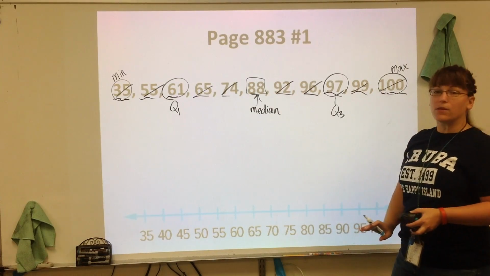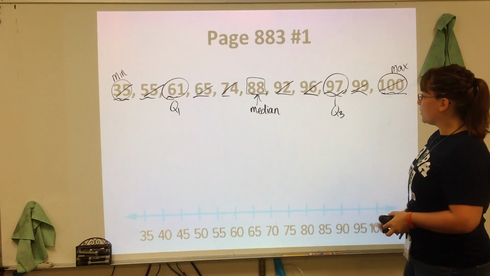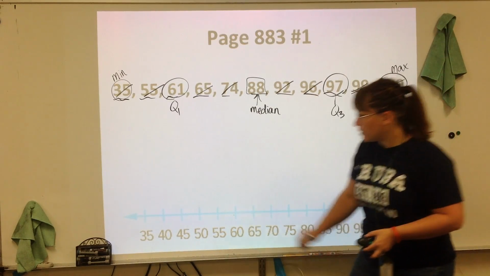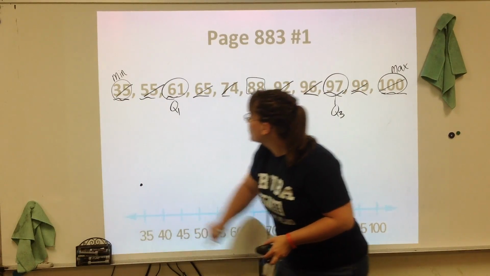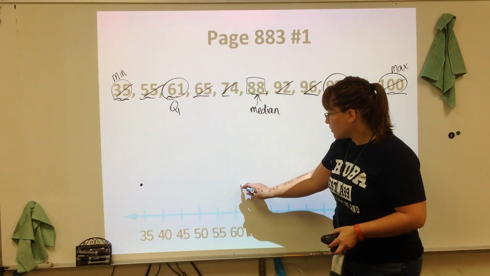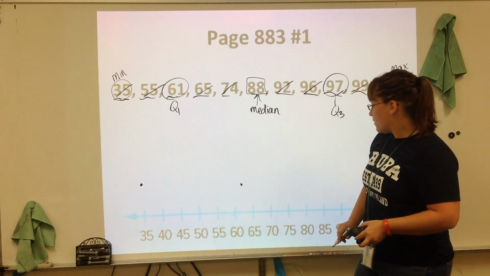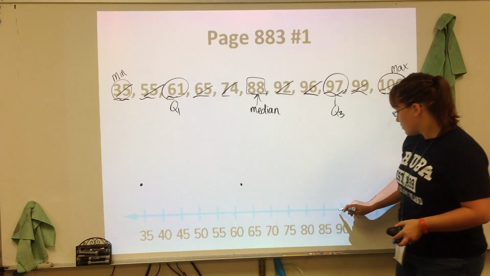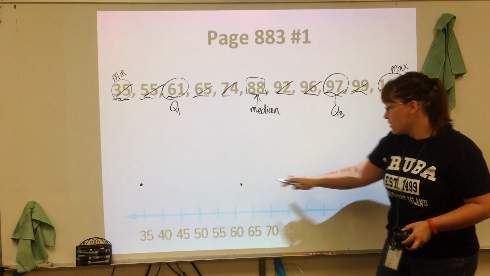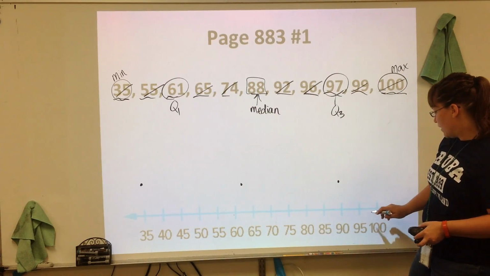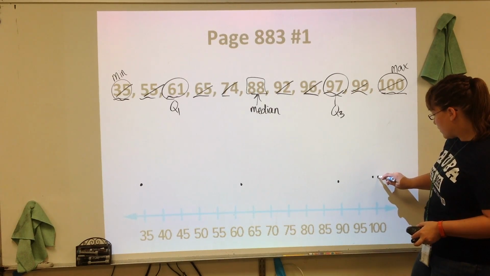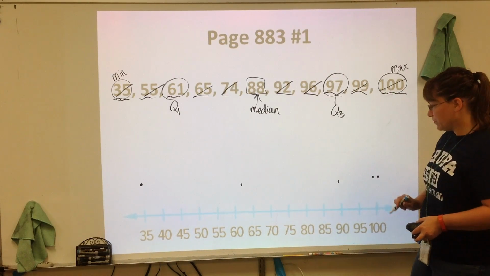Now we're going to put the dots on our box plot number line. I have this one here from our book. We're going to put a dot above 35, a dot above 61, and we do have to estimate a little bit. That's okay. Approximation. Then our median is 88, way over here. And I'm going to try to keep my dots in a line to make our box plot. And then 97 is Q3, and 100 is maximum.